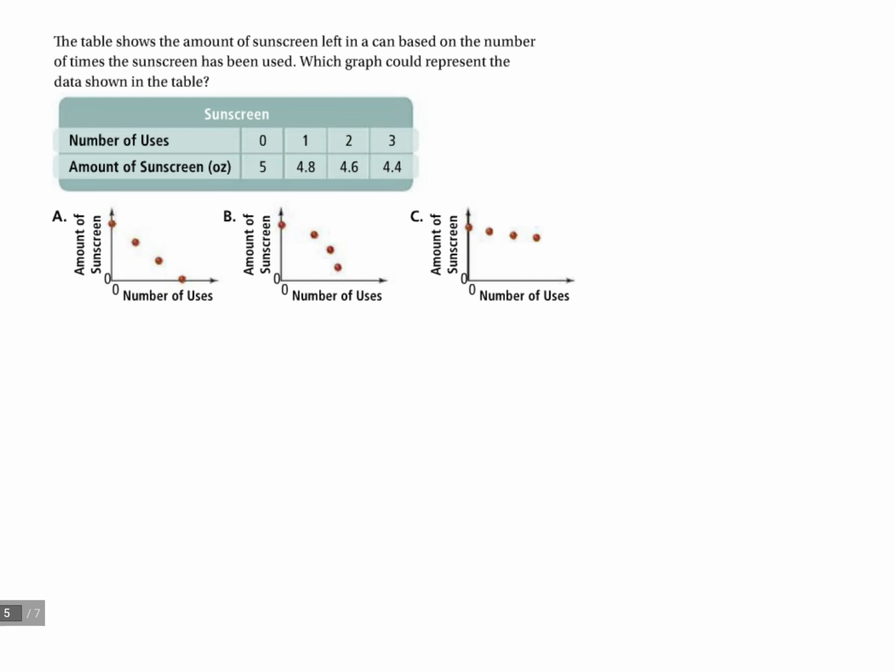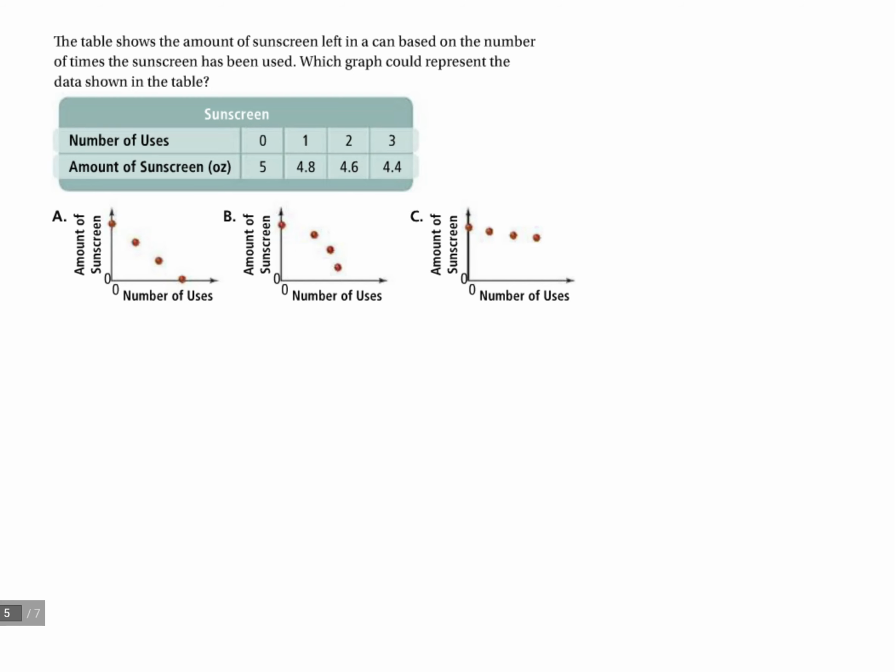Now look at the number of uses. We have 0 uses. We start off with 5. 1 use, 4.8. 2 uses, 4.6. 3 uses, 4.4. So we are decreasing each time. Now the question is, are we decreasing by the same amount each time, or by more and more each time, or by less and less each time?